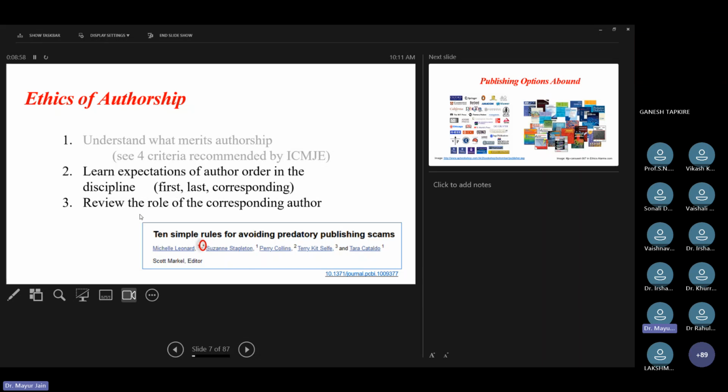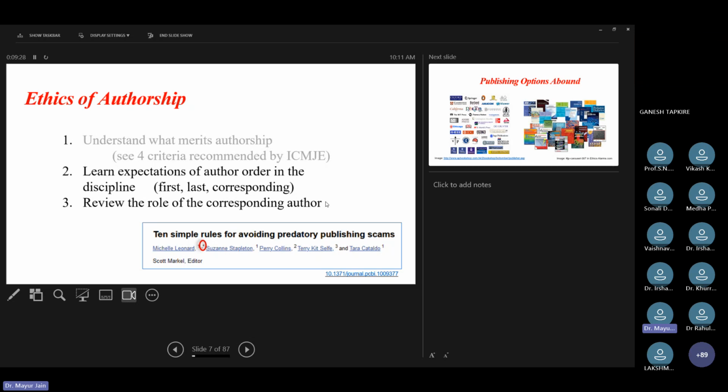And then review the role of the corresponding author. I think this is very important. Sometimes people try to become the corresponding author, and when review comments come, they are not aware of them, and ultimately they do not submit the revision in time. So again, we should know the role of the corresponding author, right? The corresponding author is the author who will correspond on everything.